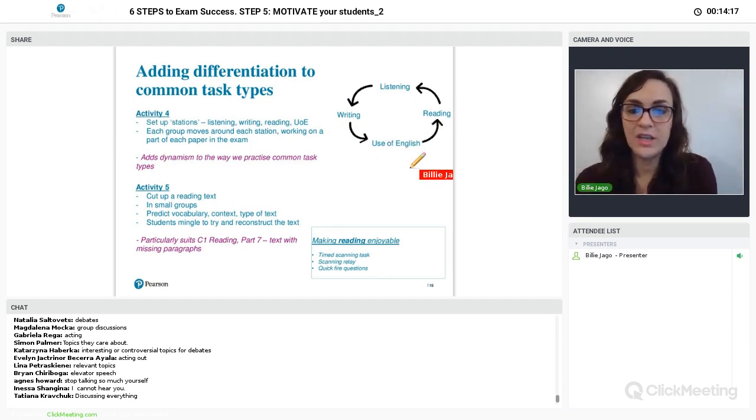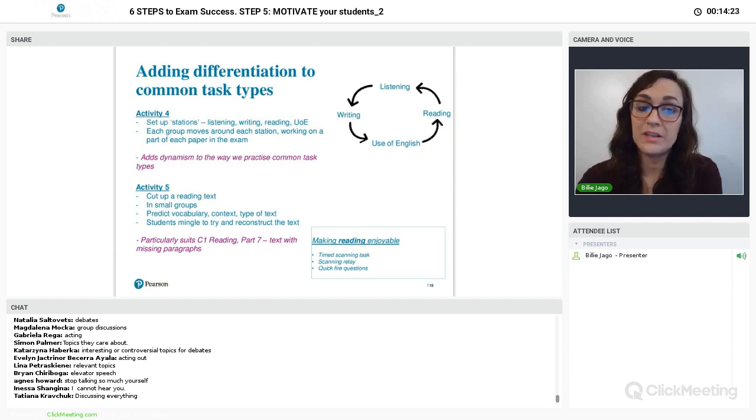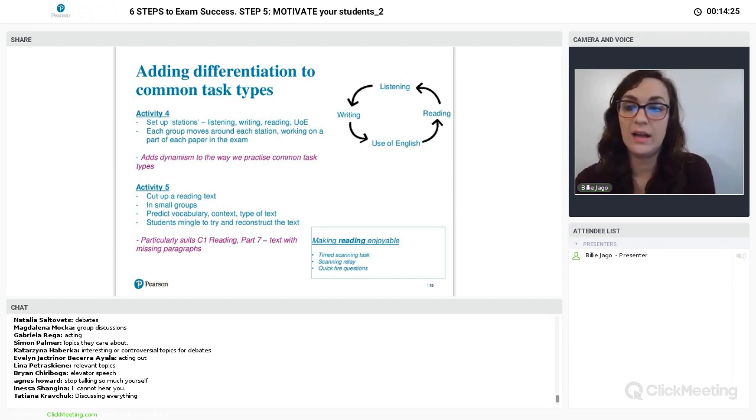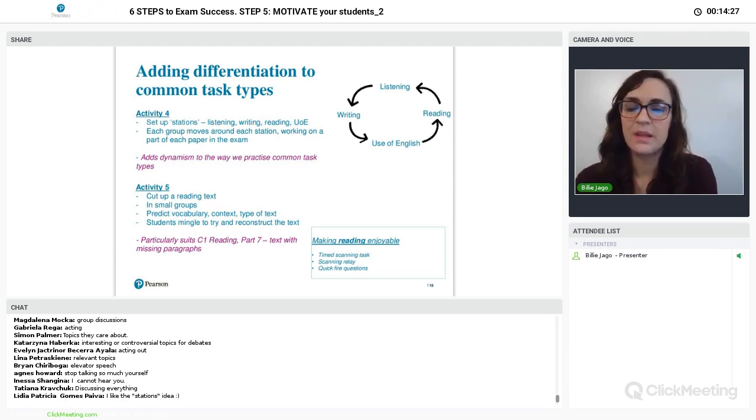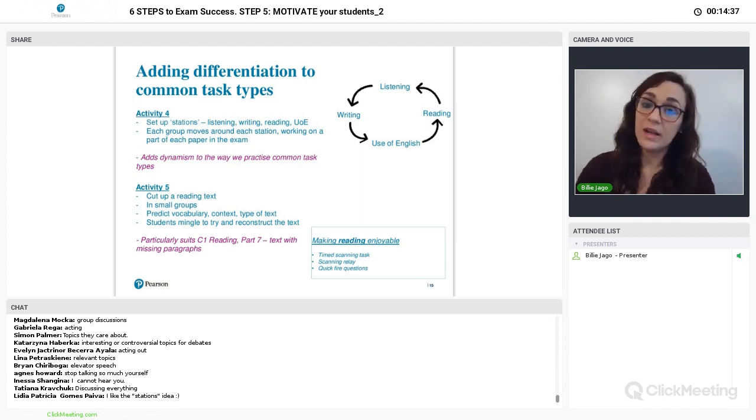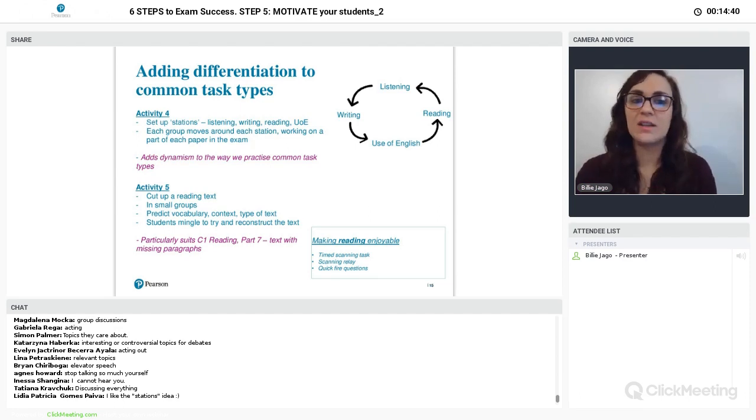Then the use of English. Again, it's up to you which task type you choose. And then the reading as well. For example, the multiple matching in C1 is quite a good example of this. So then they take their piece of paper with them and they move around to each station to avoid you photocopying so much. And they work individually on this task, but it really gives them a chance to work themselves and try each task that they often struggle with as well.